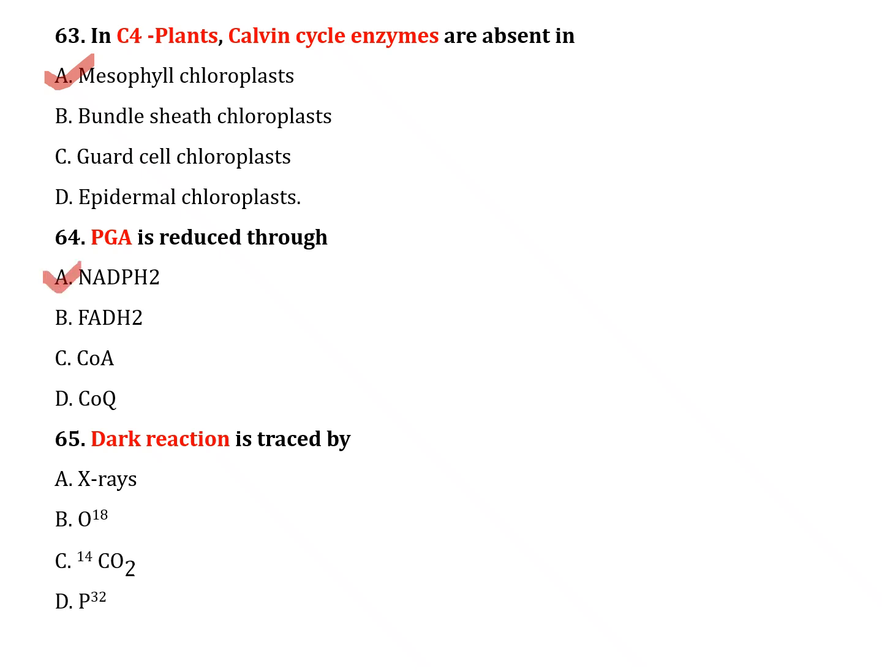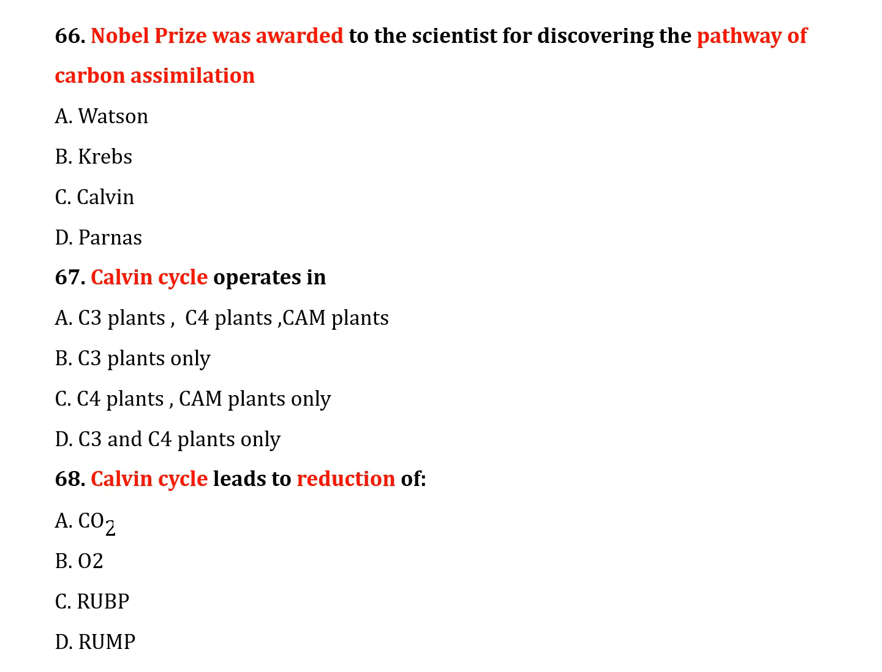The next question was 65. Dark reaction is traced by option A X-ray, option B oxygen 18, option C carbon 14, then option D phosphorus 32. The correct answer is option C, carbon 14. The next question number 66.